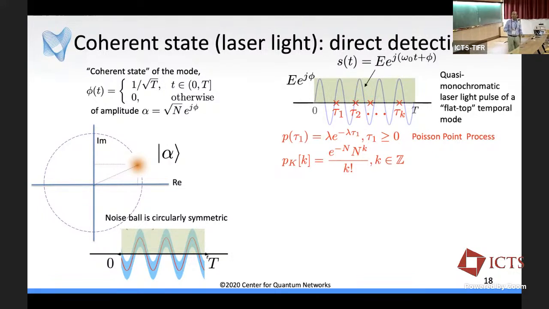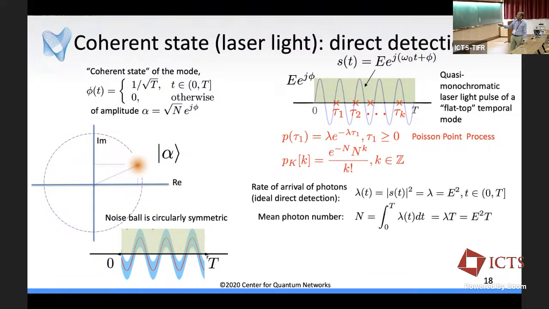It's a very simple concept. You start observing, and your light pulse starts here. If you were to feed this into an ideal detector, you will see arrivals, or photon clicks, if you want to call them that, arriving at a rate given by lambda, which is the magnitude squared of the field, which in this case I'm just taking to be a flat top. It is just E squared, where E is the value of the field over here.